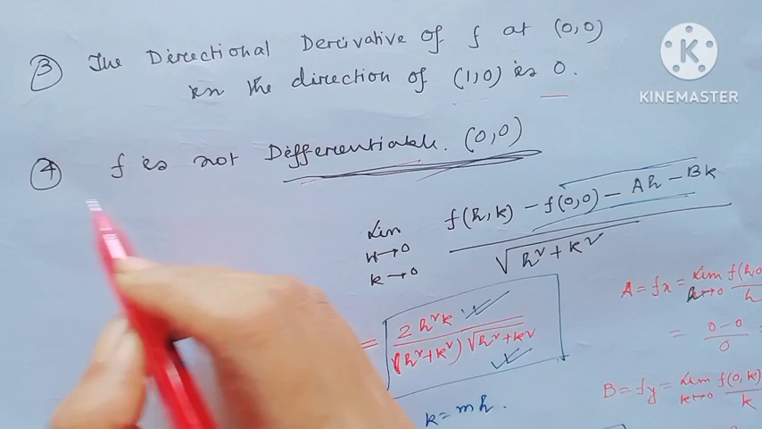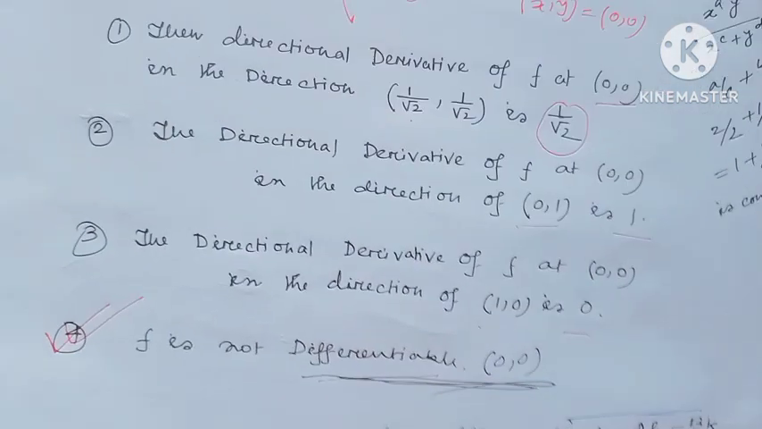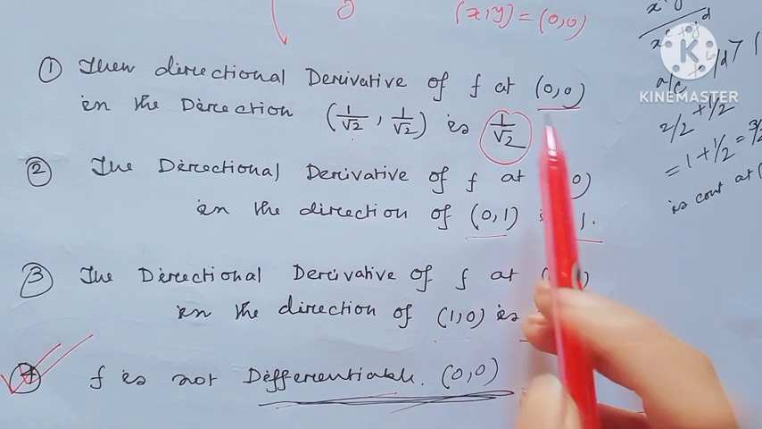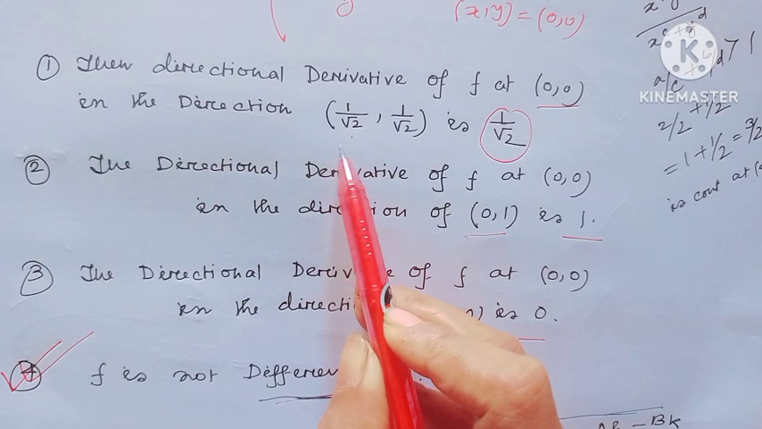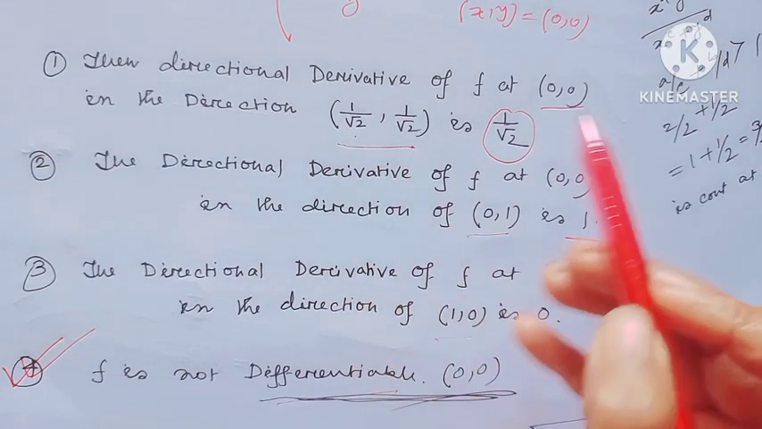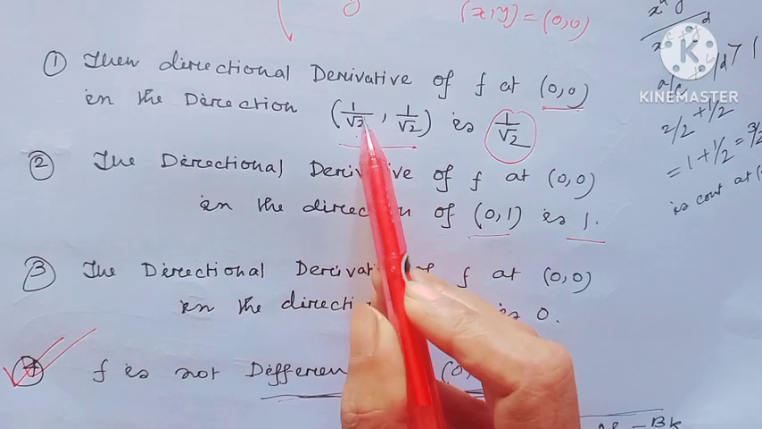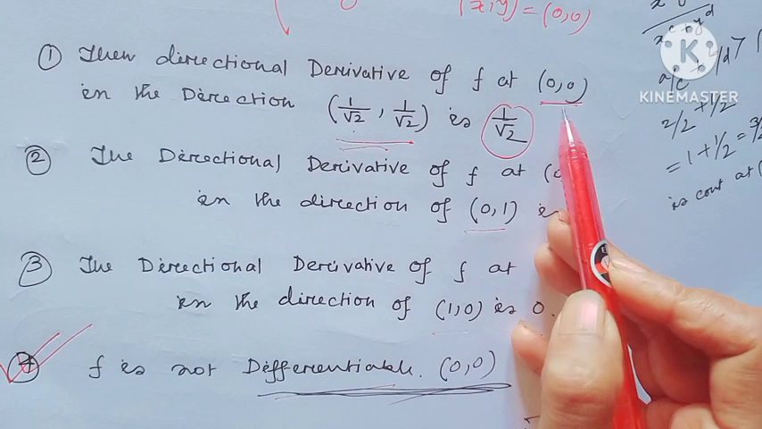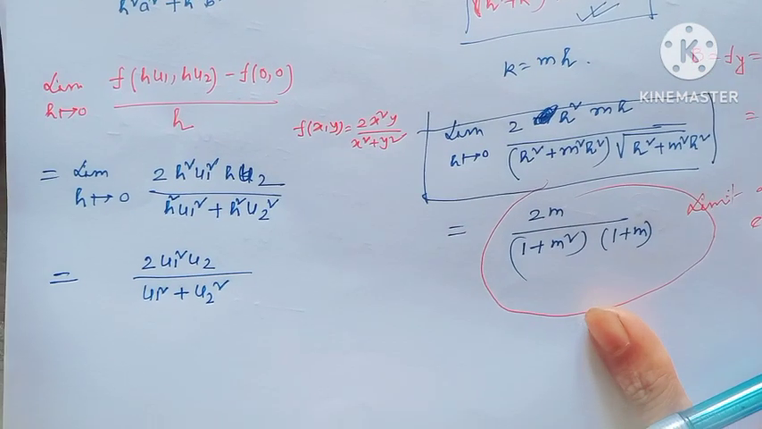So f is not differentiable at the point (0,0). This is the right option. Now I will look at the directional derivative. The directional derivative of f at the point (0,0), at first I will see in this direction, at the point (0,0) and the direction is this.